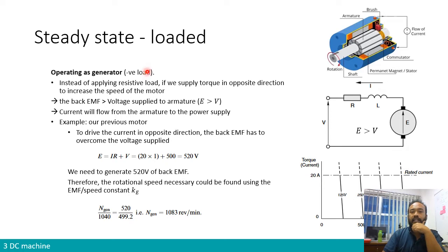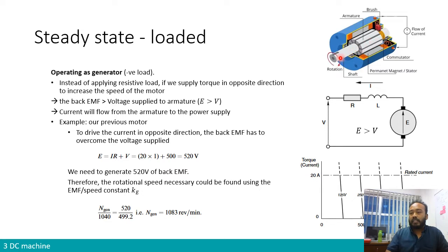So imagine that instead of applying a resistive load, and here we have an example drawing of a machine, right? Previously we were supplying current and supplying torque to the load. But what happens if the load is rotating, for example, faster than the machine? Therefore, we are not supplying torque to the load, but it's the load that is supplying torque to the machine. So instead of applying a resistive load, we supply torque in the opposite direction to increase the speed of the motor.